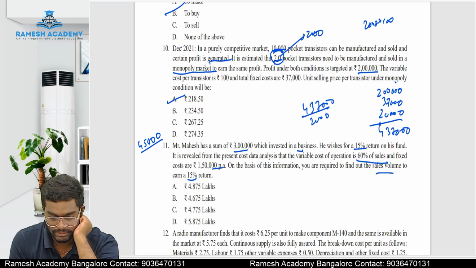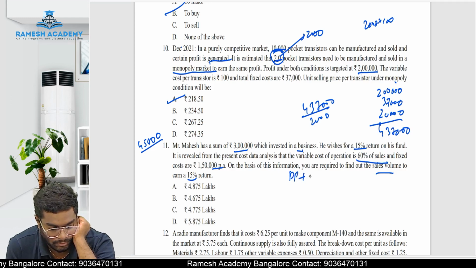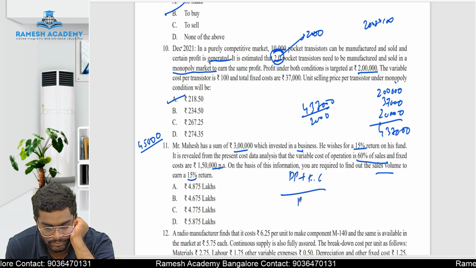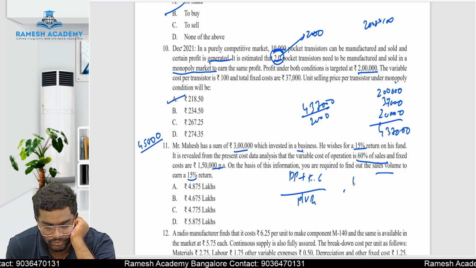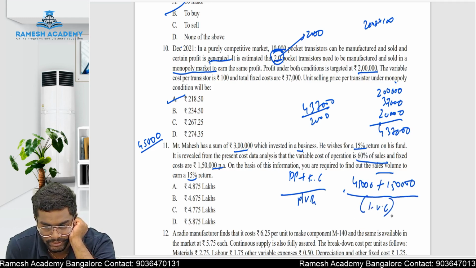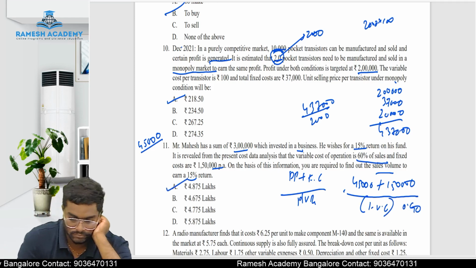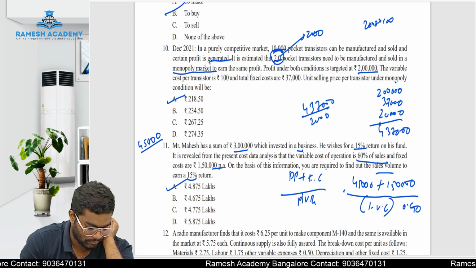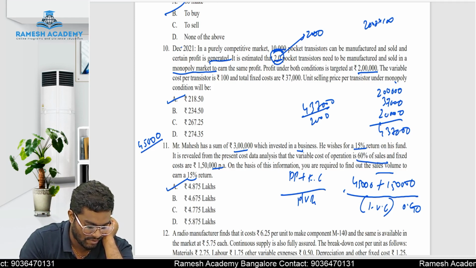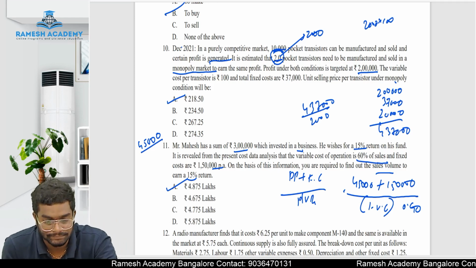So I'll help you out here. For desired sales, the formula is desired profit plus fixed cost divided by PV ratio. Desired profit is 45,000, fixed cost is 1 lakh 50, divided by PV ratio. PV ratio is 1 minus VC, 1 minus 0.6 is 0.4. So 45,000 plus 1 lakh 50, which is 1 lakh 95, divided by 0.4 is 487,500. Simple and done.